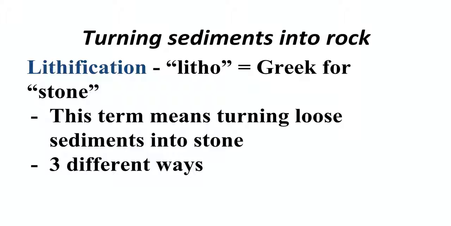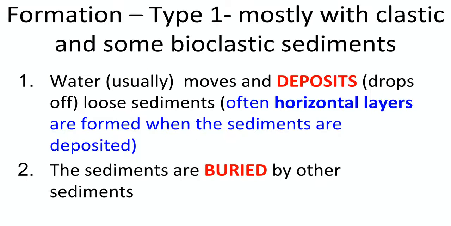The term lithification is sometimes used, and it is the process of turning loose sediments into solid rock. You'll notice that litho in lithification is the Greek word for stone. You might recognize that from the word lithosphere that we had earlier in the year, which means the stone sphere, the layer of stone that surrounds the outside of the earth. And so we're going to look at the 3 ways that we can lithify sediments.